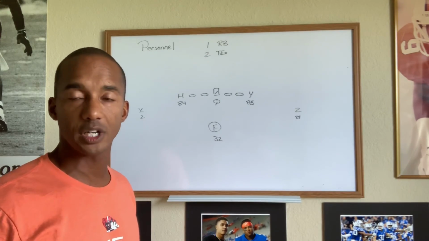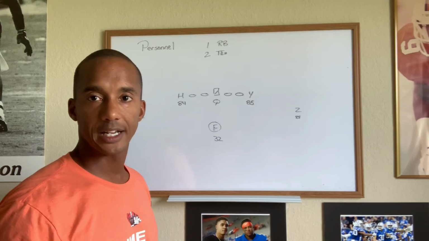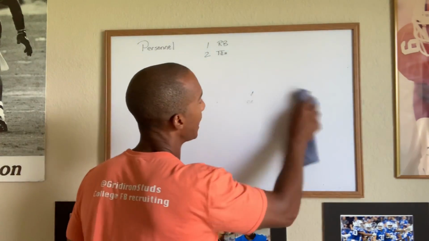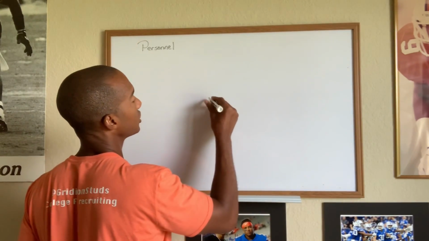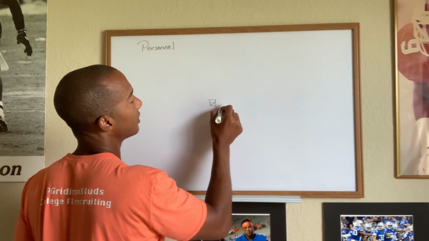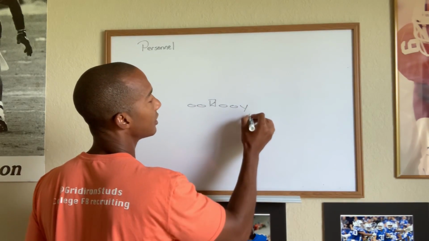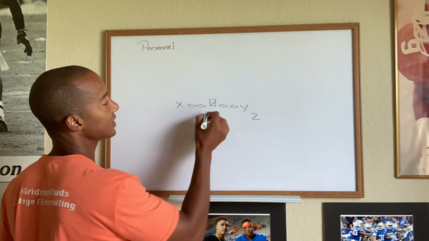So when you hear 12 personnel, you know there's 1 running back in the game and 2 tight ends, okay? Some teams will go so far as to, down around the goal line, you might get this type of situation. Or in short yardage, you will get a tight end here. This guy can end up being a tight end.